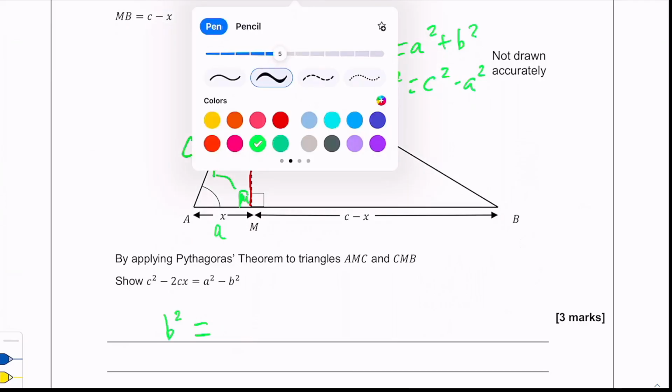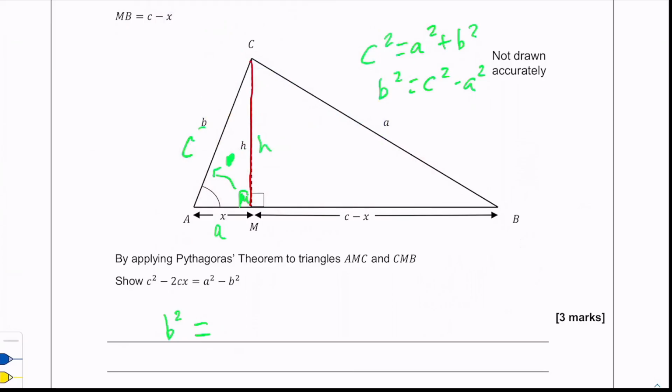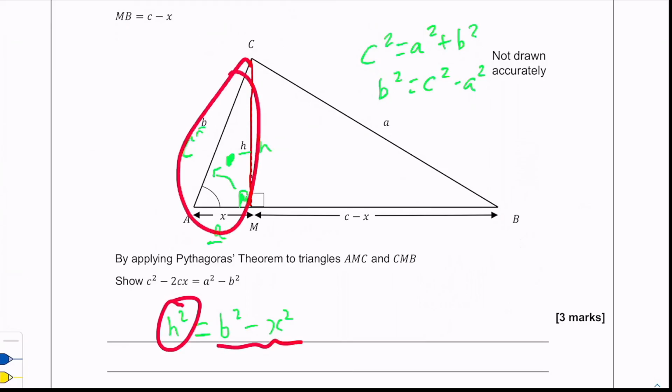Let's call this side H. Yeah, let's use H as they have here. So H squared is equal to, and then the length we've got is B squared, so that's fine now. We've used a different letter. And then we've got take away X squared, which is our A side down here. Okay, so that's the height squared in terms of B and X for this triangle.